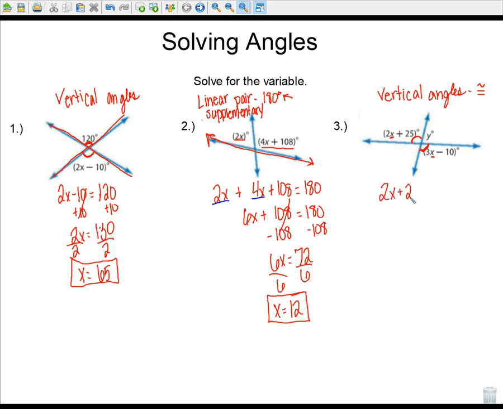So since 2x plus 25 and 3x minus 10 are equal to each other, we're going to write that in an equation and state that they are equal to each other. So from here, we have 2x plus 25 equals 3x minus 10.